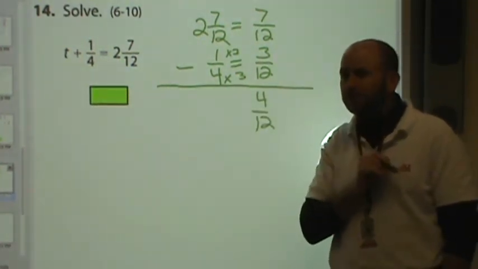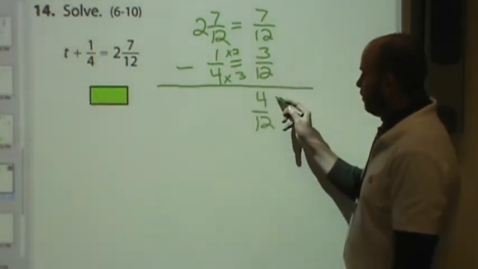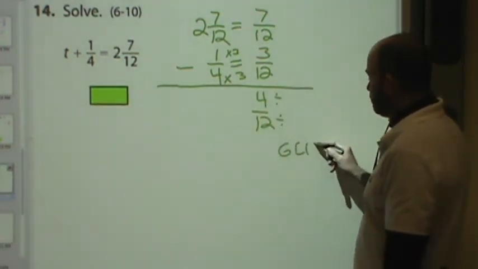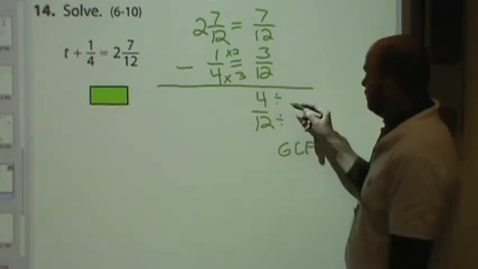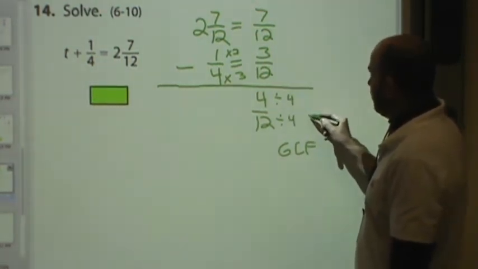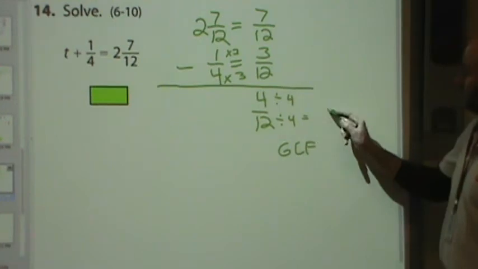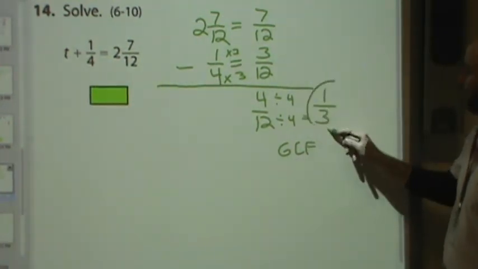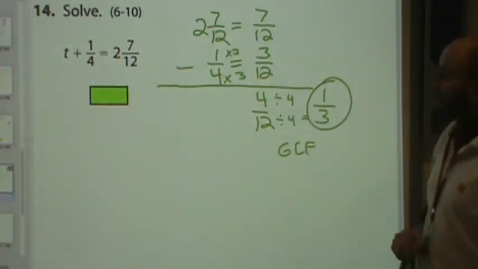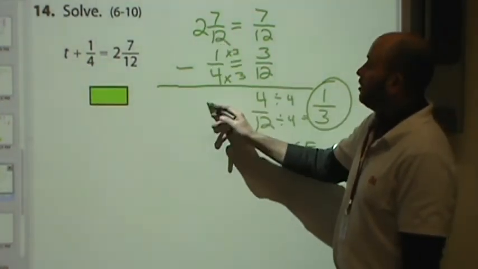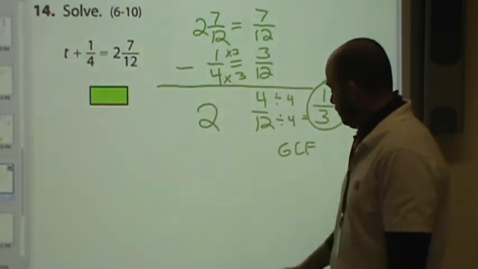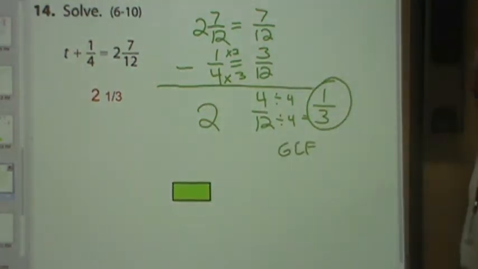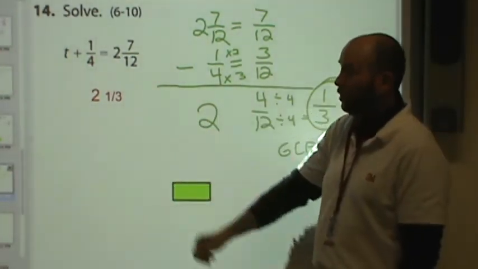But 4/12 is not simplified. So we're going to divide both of those by the greatest common factor, which would be 4. So 12 divided by 4 equals 3, and 4 divided by 4 equals 1. So our final fraction is going to be 1/3. 2 take away 0 is 2, so our answer is 2 and 1/3.